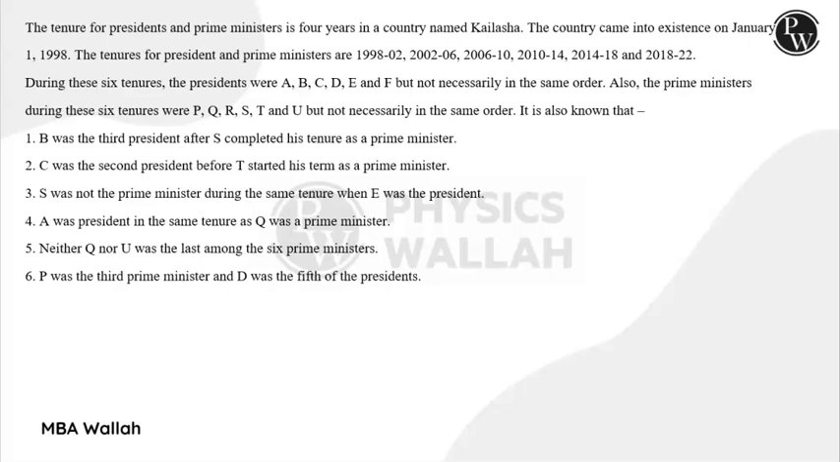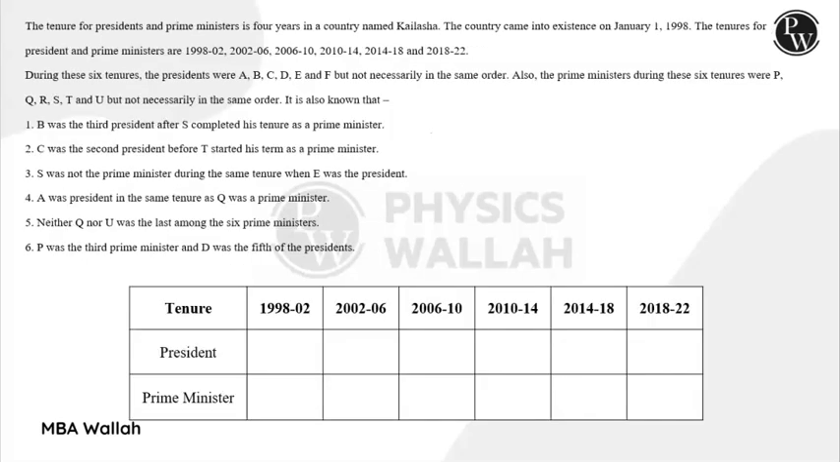So we are given the information which we will use. First we will draw a table. We know who the presidents are, so we will write them down so that we can eliminate side by side. Presidents are A, B, C, D, E, and F, and prime ministers are P, Q, R, S, T, and U. Now there is a lot of information. We will try to get the information which is the direct one.